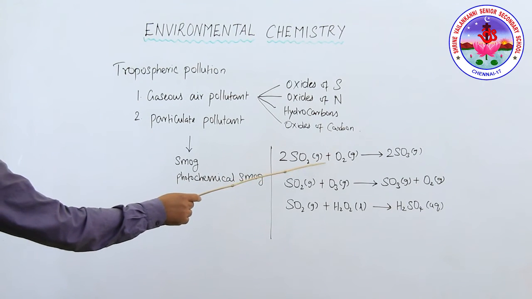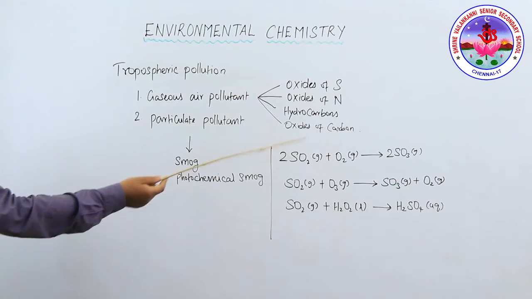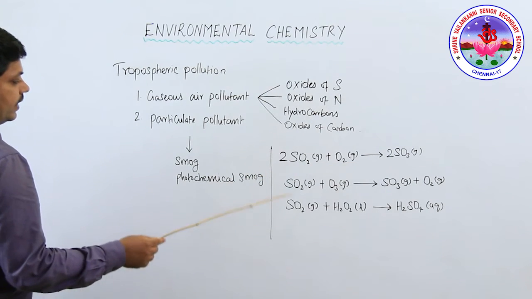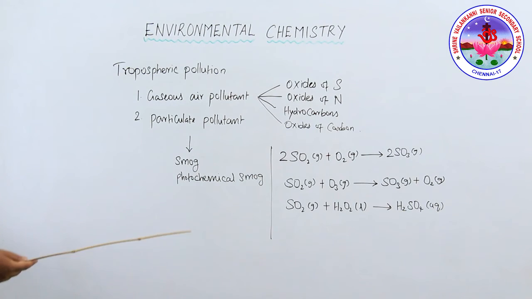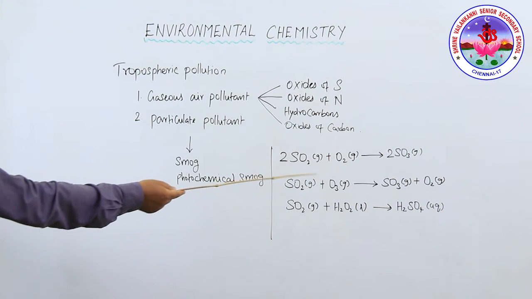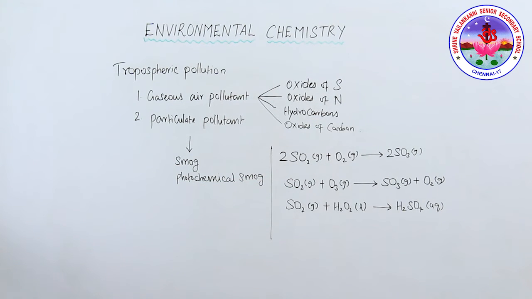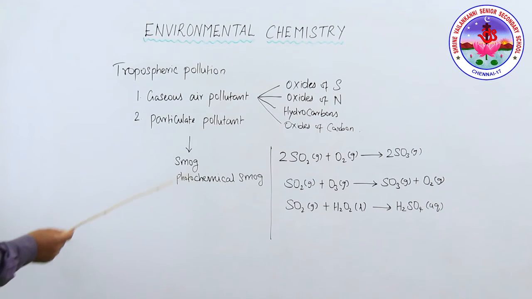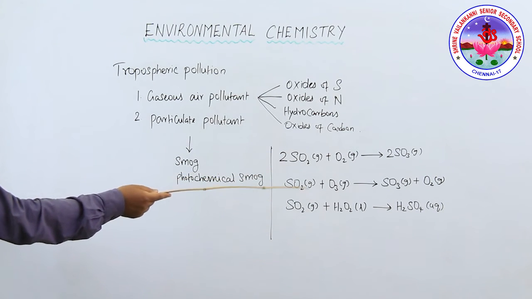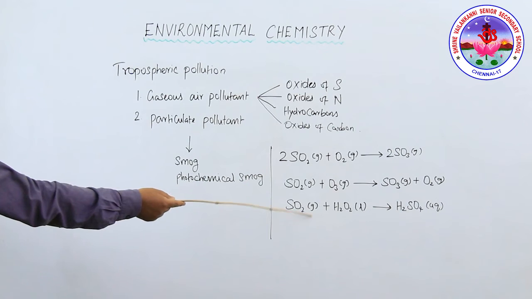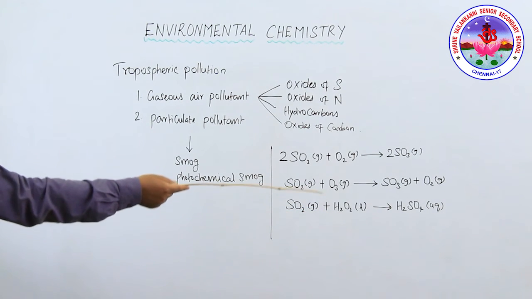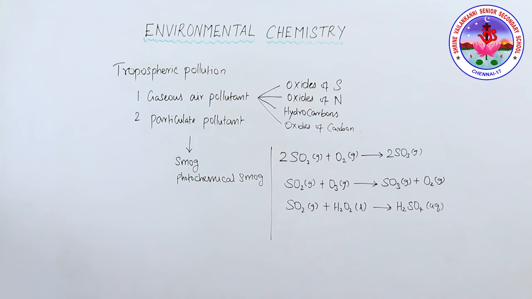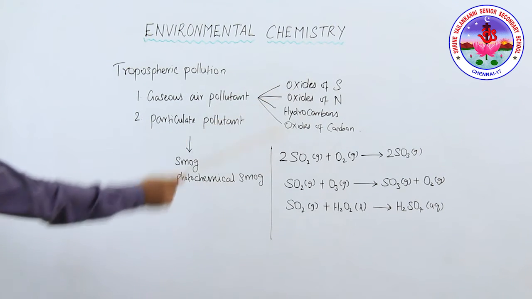The sulfur dioxide gas reacts with air to convert to sulfur trioxide. Then sulfur dioxide reacts with ozone. What happens? It converts to sulfur trioxide and oxygen gas. See, this reaction is promoted by ozone and hydrogen peroxide also. Liquid hydrogen peroxide and sulfur dioxide gas convert to what? Sulfuric acid. So this is the oxides of sulfur.